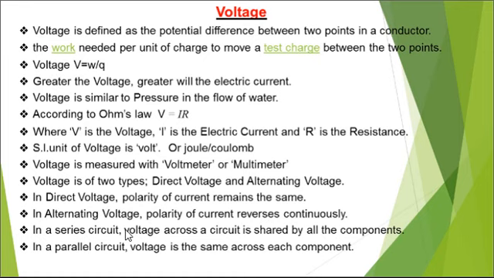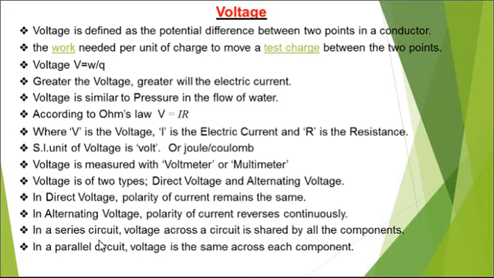But in alternating voltage, the polarity of current reverses continuously. So here the polarity changes. Polarity of current reverses continuously means the positive and negative charges change periodically. Periodically changes means when a wave is transmitted from one point to another point, the polarity changes similarly to the wave. Such voltage is called alternating voltage.